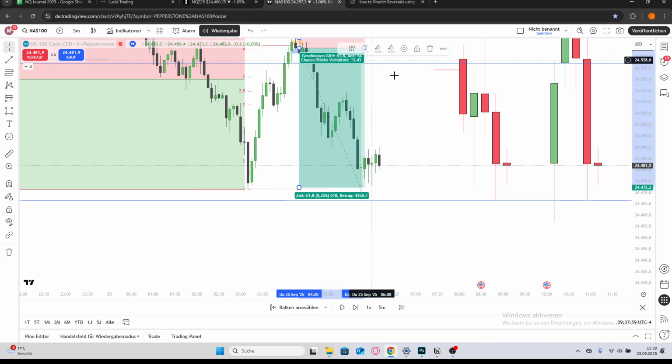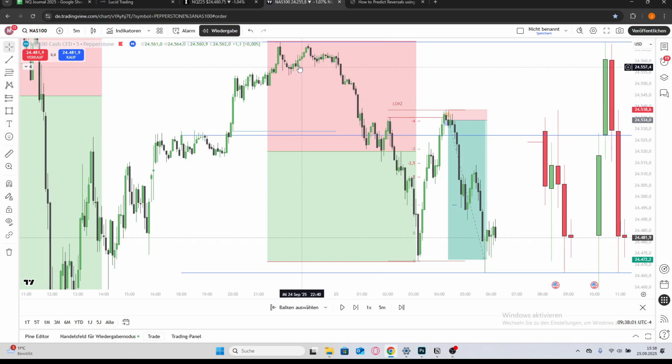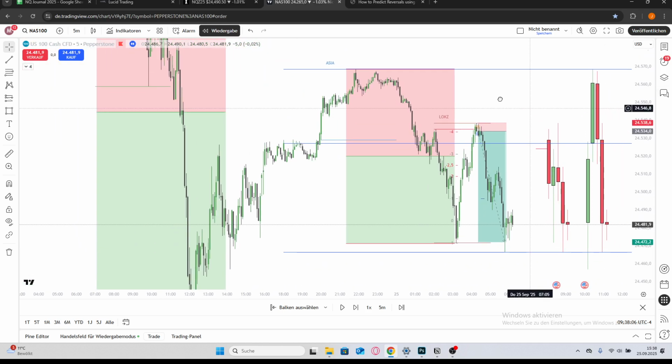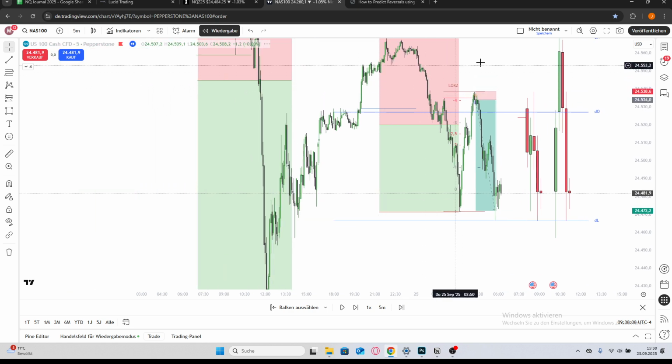And this is how I trade. You don't have these clear buyers all the time, so sometimes you should look for smaller targets. But yeah, that's how it is.